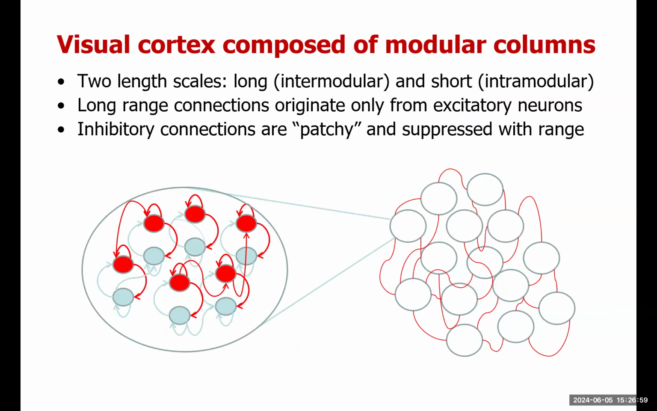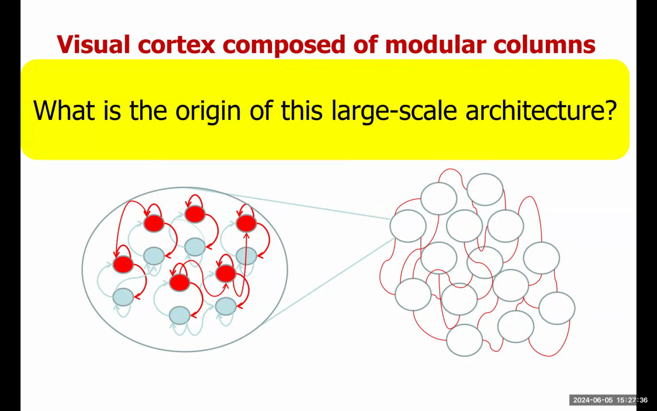Okay, and then this visual cortex is composed of modular columns, and what you have is long-range excitation connections, and then the inhibitory ones are patchy and are only localized. So basically, you have these regions, these columns, where there are long-range excitatory connections, but they're sparse, and then the inhibitory ones are even sparser and are suppressed with range. Okay, so that is the large-scale architecture.